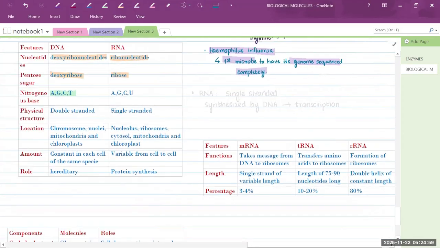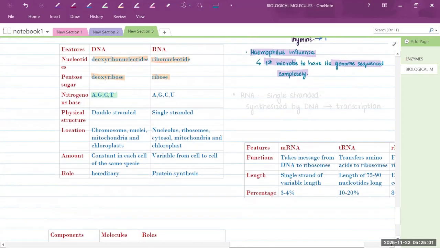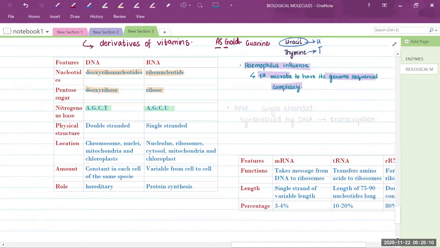Also, we have the bases in RNA. RNA does not have thymine. It has uracil instead of thymine, but the bases are 4 in each. DNA is double-stranded. RNA is single-stranded. It is also synthesized by DNA.